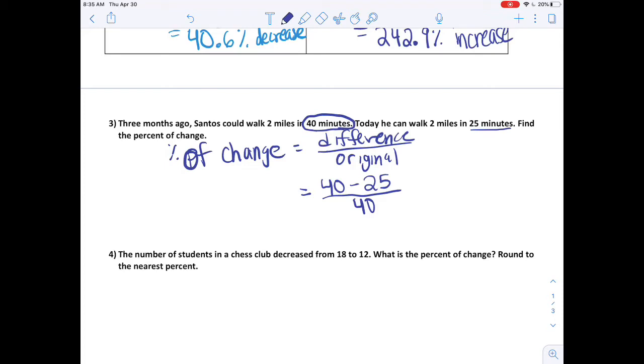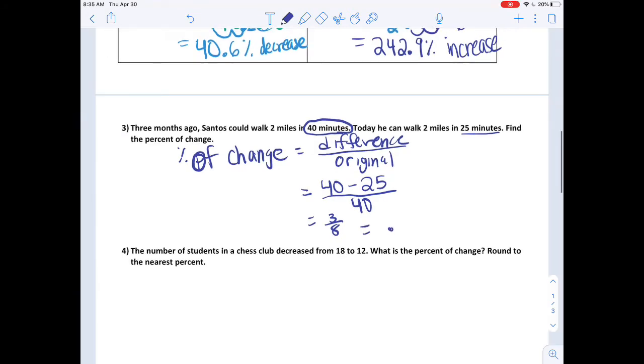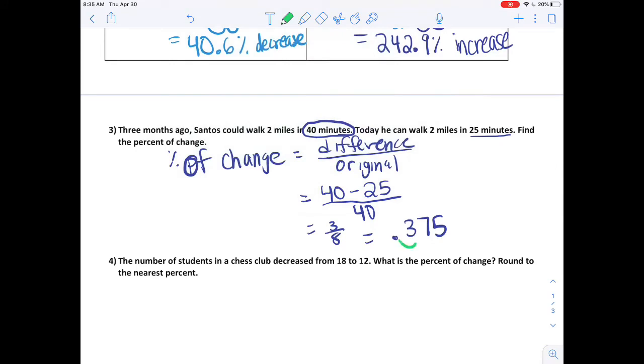Okay, let's put that in our calculators. Again, alpha y equals, enter, 40 minus 25 divided by 40. Again, you get a fraction. You get 3 over 8. So you want to convert that to a decimal by hitting math and number 2 and enter, which is 0.375. So now I want to write this as a percentage.